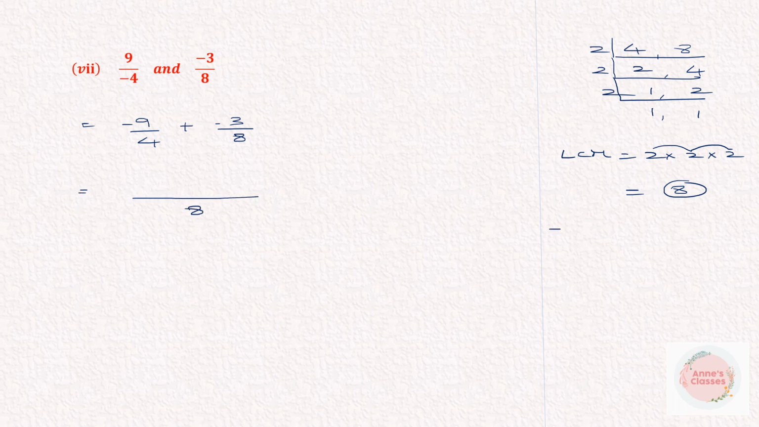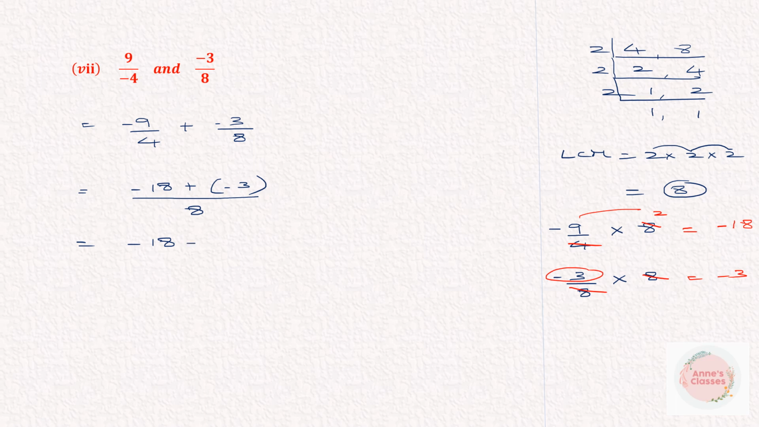So let's take the first fraction, minus 9 by 4 multiplied by the LCM 8. So here 4 2s are 8. Now multiply minus 9 into 2, minus 18. 9 2s are 18. So this will be minus 18 plus, let's take the second fraction, minus 3 by 8 and multiply this by the LCM, which is 8. Now 8 and 8 get cancelled, so we only have minus 3 left. So this will be plus minus 3. So this is minus 18 minus 3. Because we have plus before the bracket, this sign will not change. So now we have this.